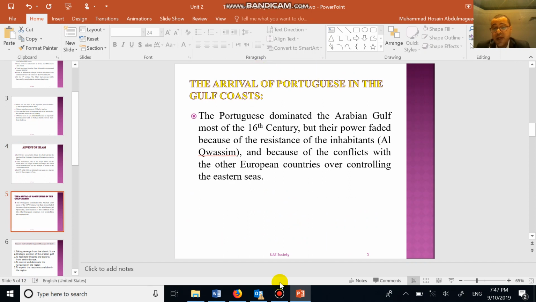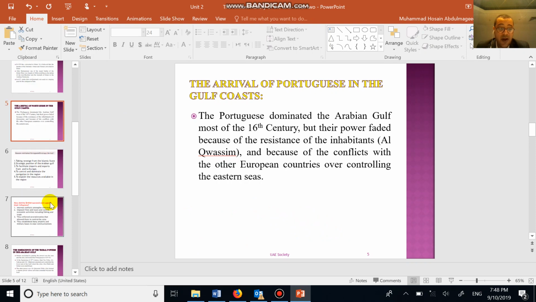The arrival of the Portuguese. We know that the Portuguese and the British occupied UAE in the past. The Portuguese dominated the Arabian Gulf, mostly UAE and some parts of Oman, in the 16th century. But their power faded with time and they couldn't survive because of the resistance of Al-Qawasim. Al-Qawasim used to fight them all the time, so the Portuguese could not survive in this area.